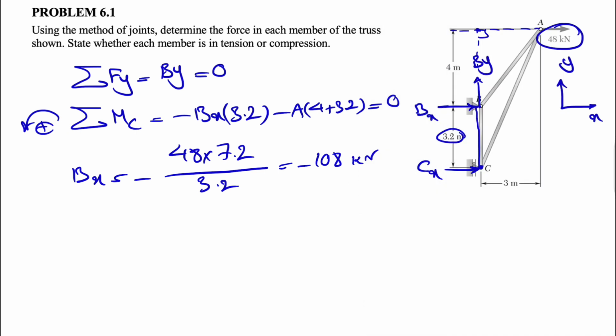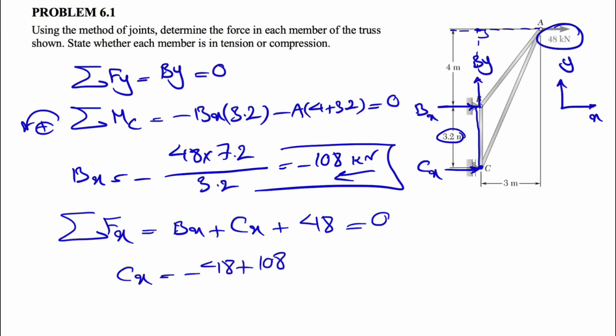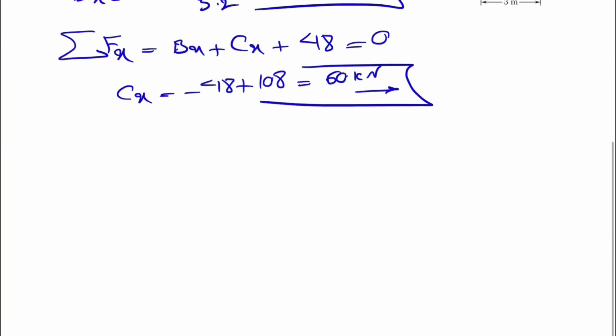And the negative sign shows that the Bx is actually to the left. So our assumption was incorrect about Bx. So we have one more equation, which is sum of all forces in X direction. We have Bx, we have Cx, all positive since we assume that they are to the right, plus 48 of force A equals 0, and basically our Cx would be minus 48 plus 108, which is going to be 60 kilonewtons. No negative sign, that shows that Cx is to the right, and our assumption was actually correct.